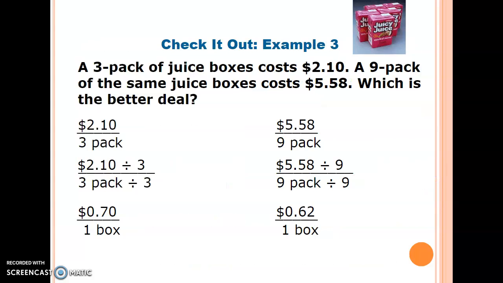Here's another example where we're comparing a 3-pack of juice boxes to a 9-pack of juice boxes. On your own, I want you to review this example. It will be in your Canvas account under the video posted. Discuss this example amongst your group as you watch this video before moving forward. You will be able to pause this video and have a discussion about how they found the better deal between the two packs of juice boxes.